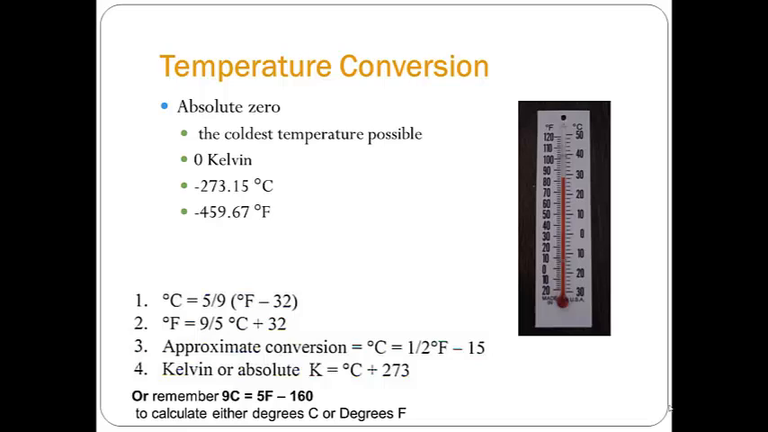Absolute zero is equal to 0 Kelvin, negative 273.15 degrees Celsius, and negative 459.67 degrees Fahrenheit. Each one of these temperatures is equal to each other, and they're all equal to absolute zero. Keep in mind that we don't say degrees Kelvin, we just say Kelvin.